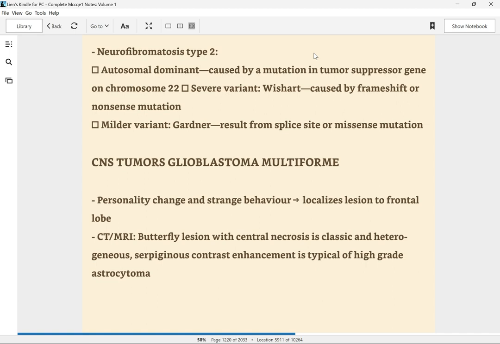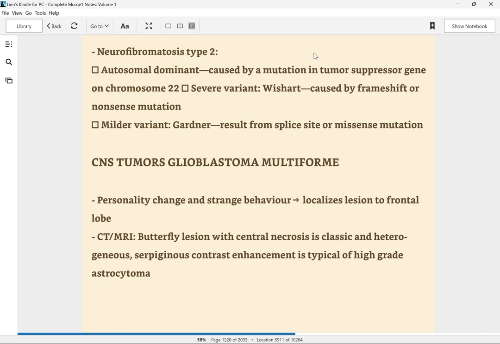Neurofibromatosis type 2 is autosomal dominant, caused by a mutation in a tumor suppressor gene on chromosome 22. The severe variant, Wishart, is caused by a frameshift or nonsense mutation. The milder variant, Gardner, results from a splice site or missense mutation. CNS tumors: glioblastoma multiforme, with personality change and strange behavior.